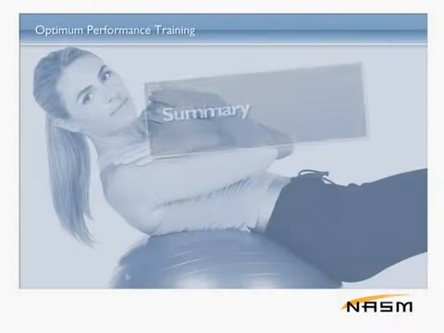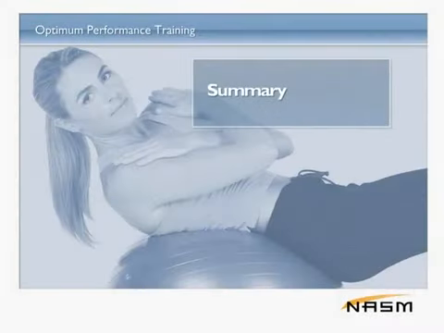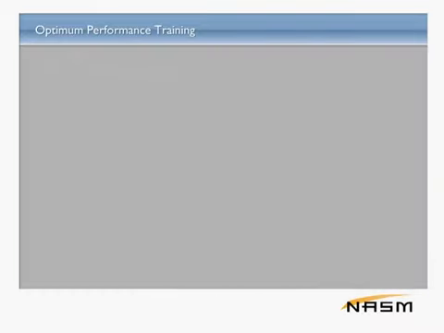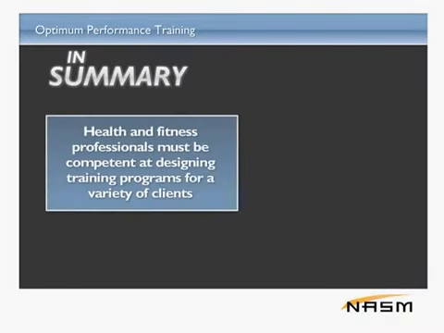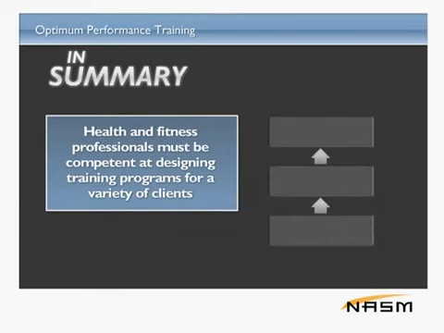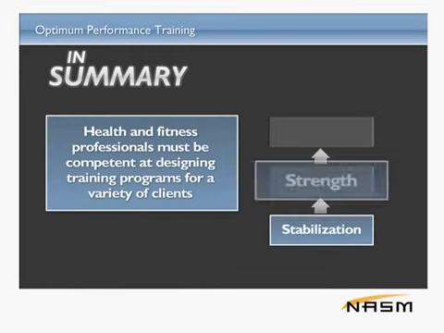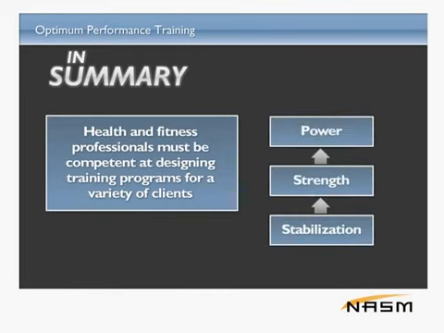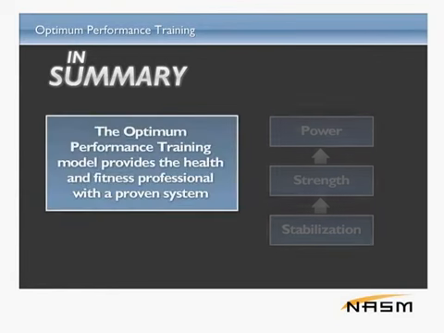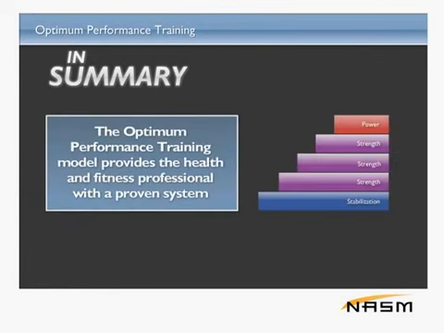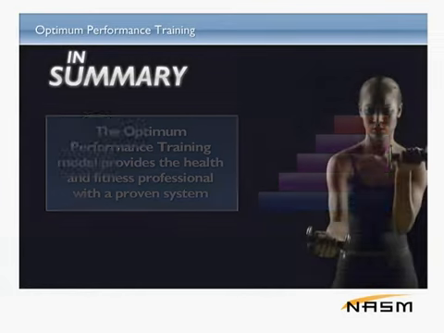Summary. In summary, health and fitness professionals must be competent at designing training programs for a variety of clients, using acute variables and exercises in a structured, progressive manner. A structured, scientifically based program design model makes this easy. The Optimum Performance Training, or OPT model, provides the health and fitness professional with a proven system where a client's information can simply be plugged in.